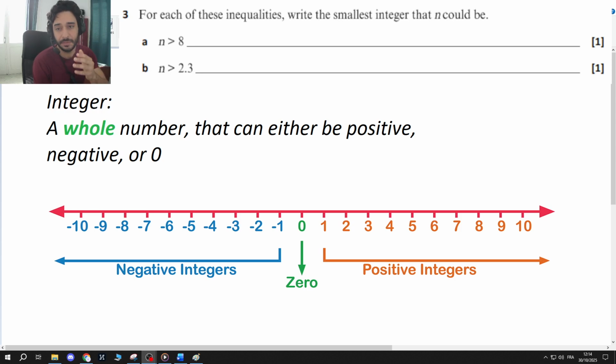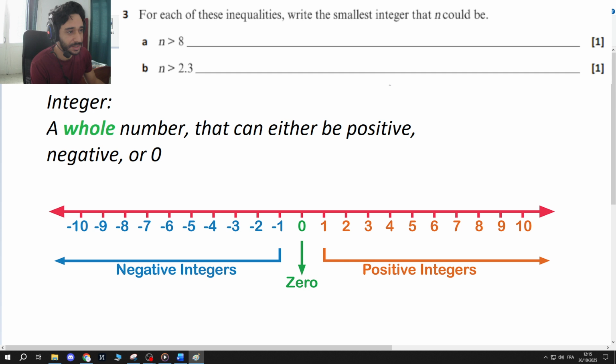Now we keep going and we move on to question 3, which says, for each of these inequalities, write the smallest integer that n could be. Now, before we look into the definition of an integer, let's first start with the definition of an inequality, and that's pretty simple. An inequality is anything that is not equal.